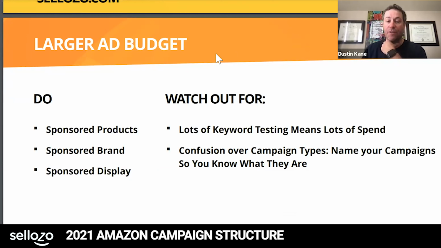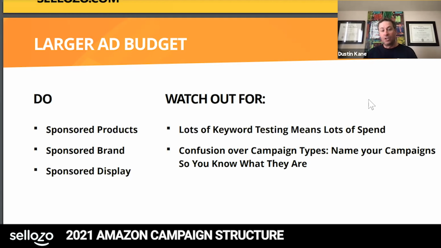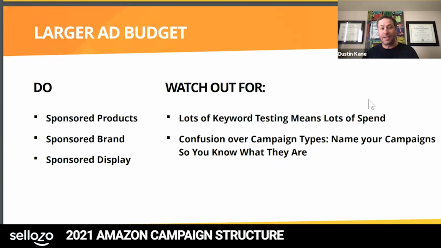Yeah. So if you've got a large ad budget, you can do a lot more. There's a lot of offerings that Amazon has out there, and a large ad budget allows you to do a lot of testing, to test on lots of keywords, lots of different ad types. So the larger your budget gets, you obviously want to start with sponsored product, but then you can start expanding into sponsored brand video, which is killing it right now, and sponsored display.